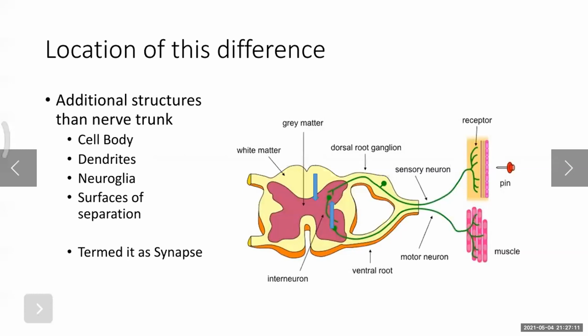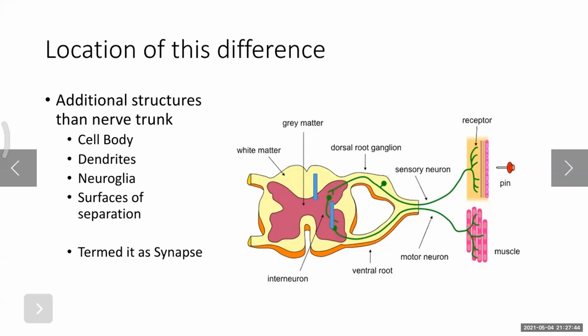Okay. And finally, his major issue was to understand where many of these properties arise from. Say, for example, the latency, the after discharge, the place for refractory period, because these were not seen in a nerve trunk.